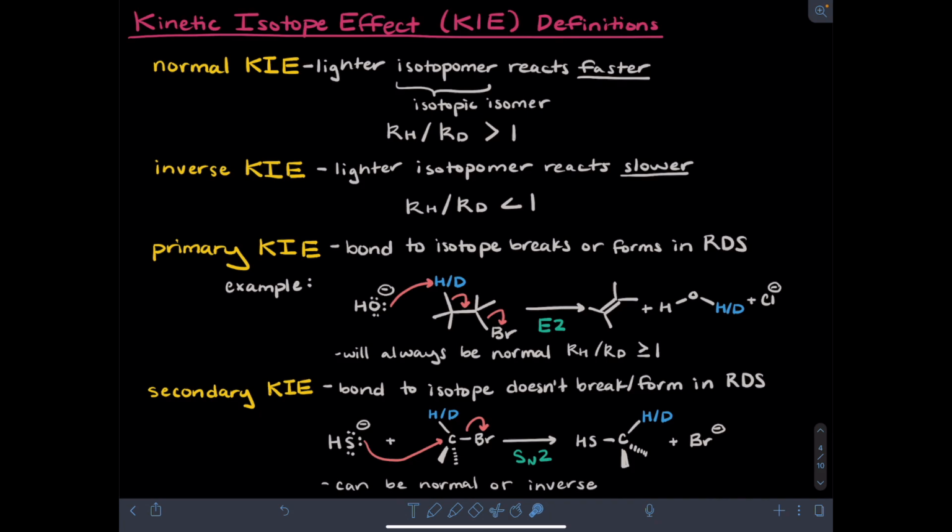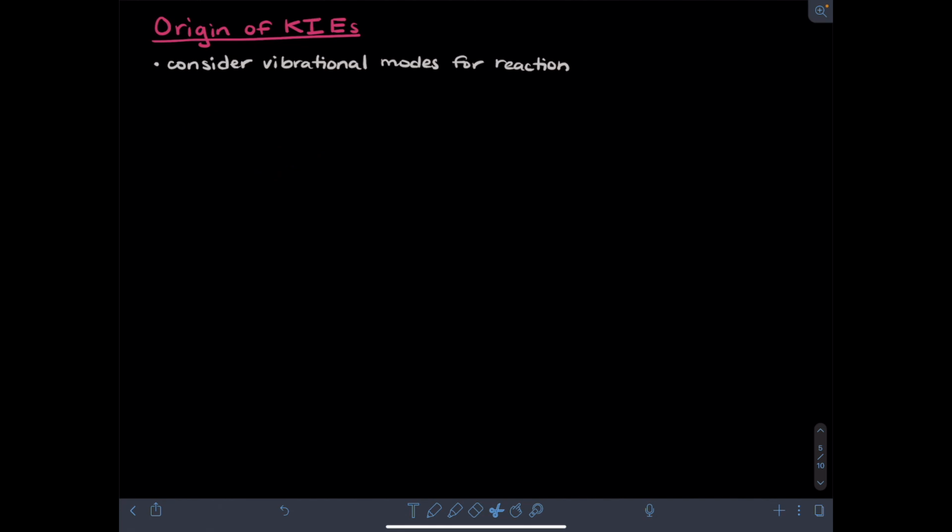For the remainder of today's video, I'm going to be talking exclusively about primary kinetic isotope effects, which will always be greater than or equal to 1. The reason why kinetic isotope effects exist has to do with the vibrational modes for molecules. Let's think back to what we learned about this in the context of IR spectroscopy.